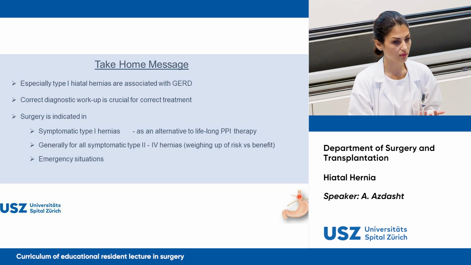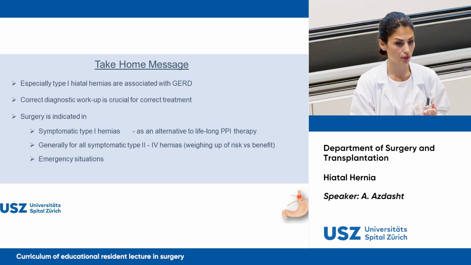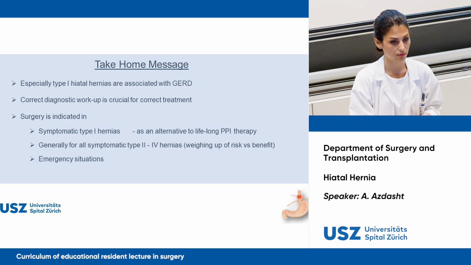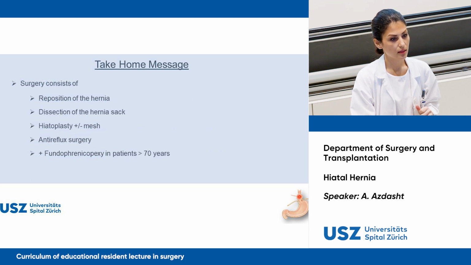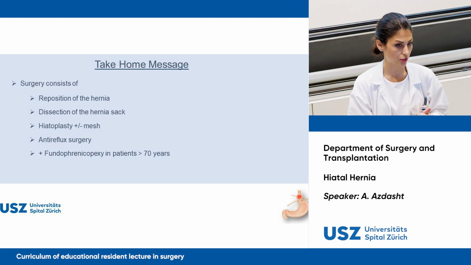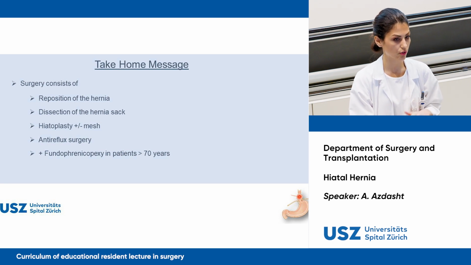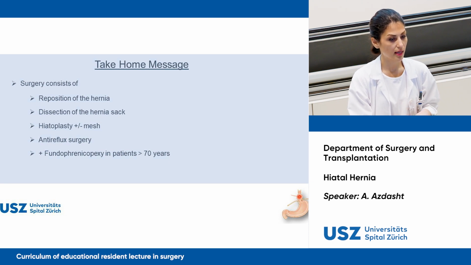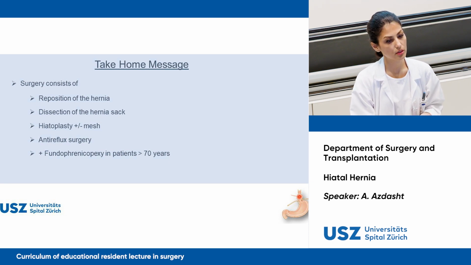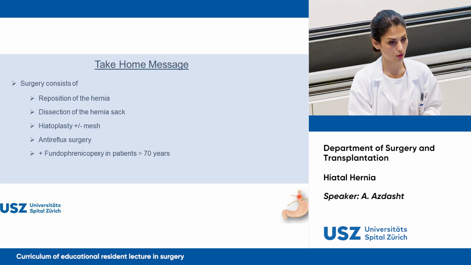It is generally given for all symptomatic patients with type 2 to type 4 hernias. But again, remember, we have to carefully weigh up the risk versus the benefit, and in emergency situations. The surgery consists of the reposition of the hernia, dissection of the hernia sac to reduce the recurrence rate. We do hiatoplasty with or without mesh, anti-reflux surgery. And for patients older than 70 years, we go for a gastropexy.